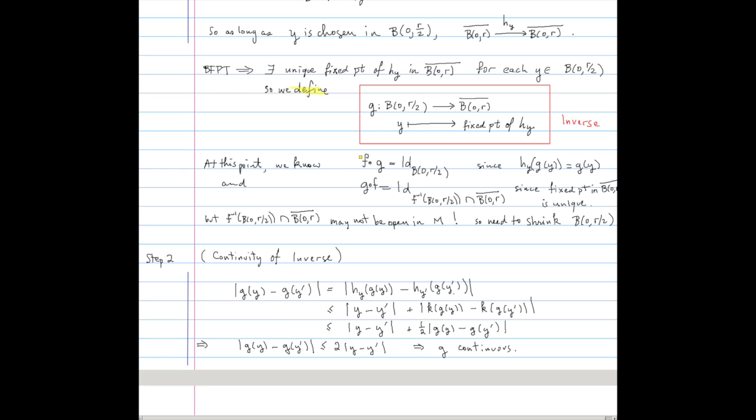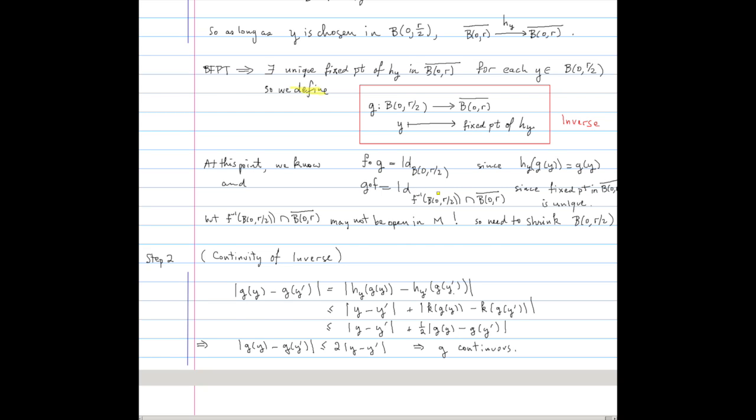So, in other words, this composition is the identity because of the fact that y is sent by G to a fixed point of this h_y map. What about the other direction? If you apply F first and then G, that gives an identity. In order for this to be defined, we need to make sure that we're applying it to a point which is in the closed ball of radius r, intersect the pre-image by F of this smaller ball. So that this is the subset where this composition is actually defined.